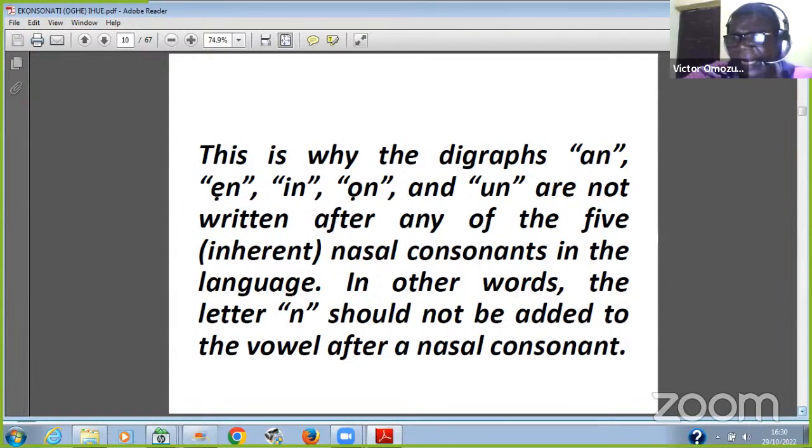When we were learning Edo in the primary school, and even now, it's in a few schools that you have Edo being taught in schools. Nobody tells you about these basic rules. If we had been taught these basic rules at the time we were being taught Edo language in the primary schools, I'm sure many of us would be able to write Edo.